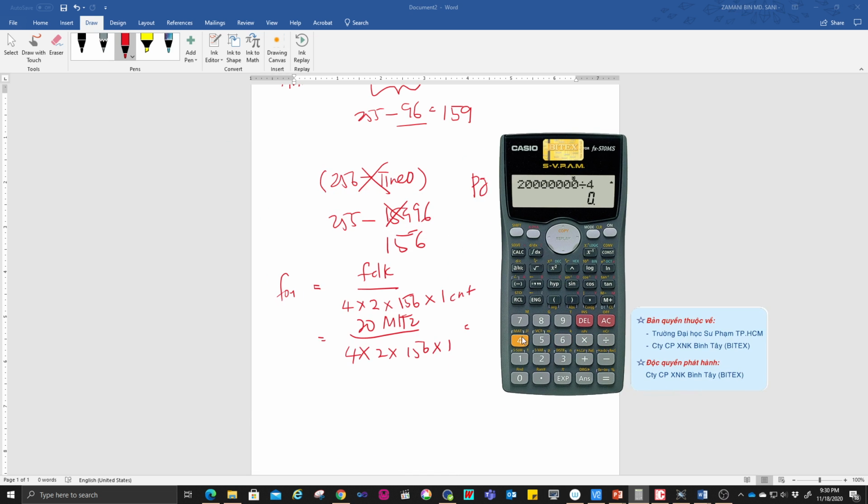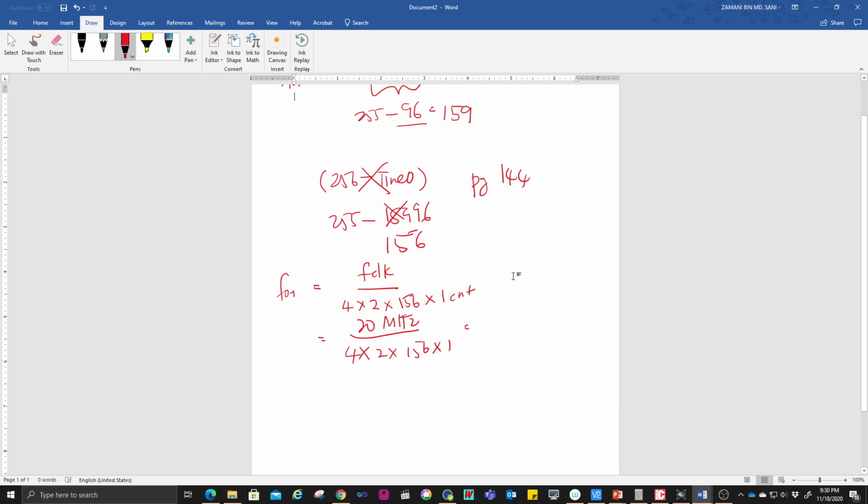Divide by 2. Divide by 4 just now. Divide by 156. Divide 1 count, doesn't matter. So this is the F clock, right? F out, this one. So the period will be 1 over this one. So I just want to go directly 1 divided by the answer, which is going to be 6.24.